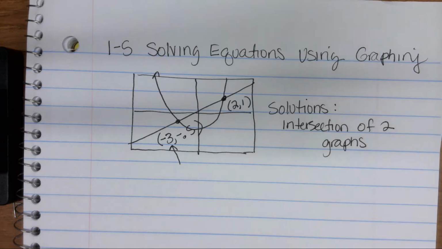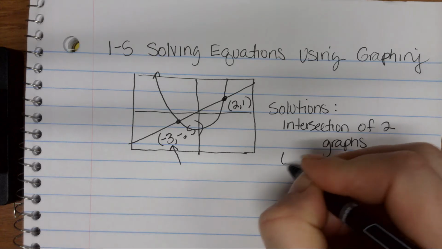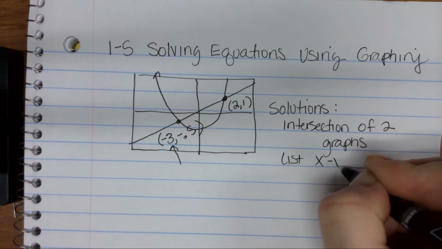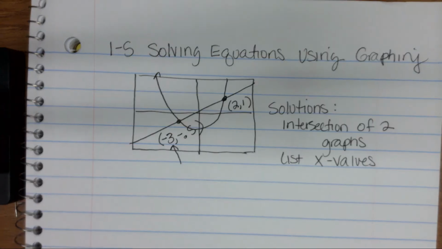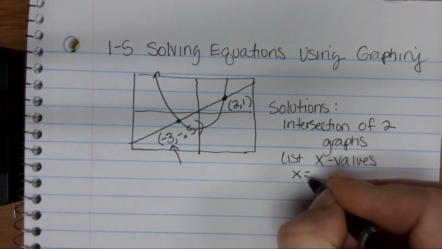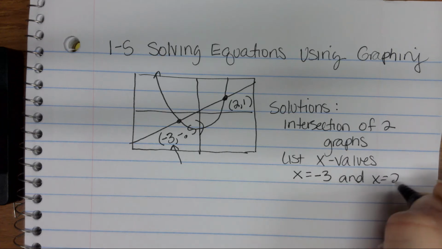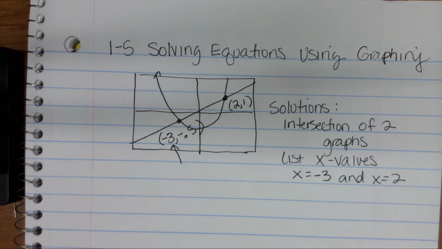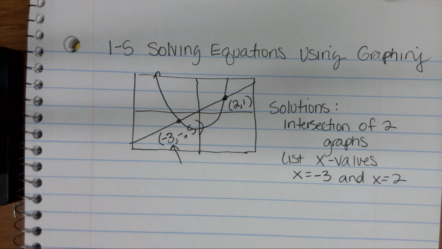The second thing is that we're going to list the x values, because typically what we're doing is we're solving for x. Got it? So in this case, this would be x equals -3 and x equals 2. Those would be the solutions. What that means is if you put them into both equations, you would get the same y value. But on a graph, it's where the graphs intersect.